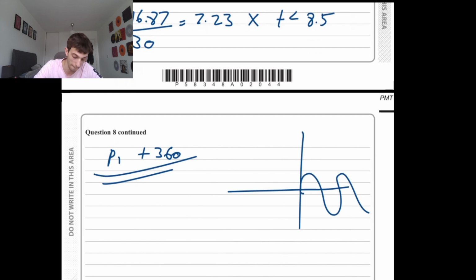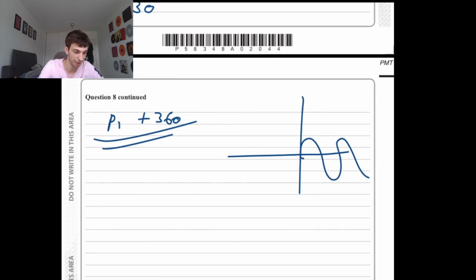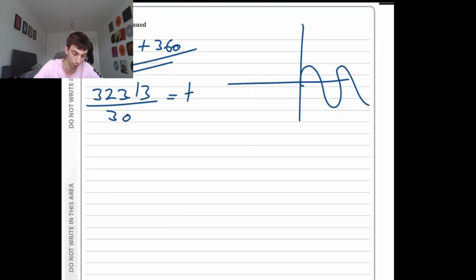So you do your primary value plus 360, and this gets us 323.13. We want to divide this by 30 to get our value for t, because remember 323.13 is our value for 30t. So dividing it by 30 gets us 10.771. We'll leave it like that, 10.771.